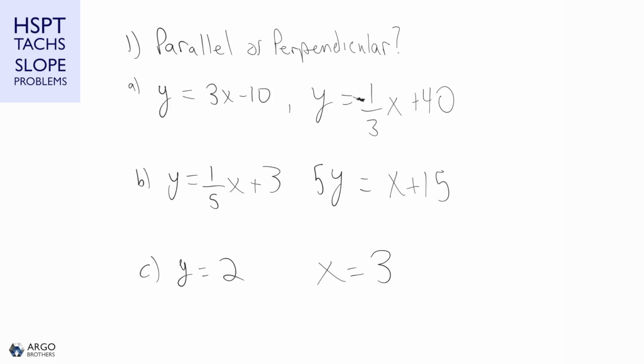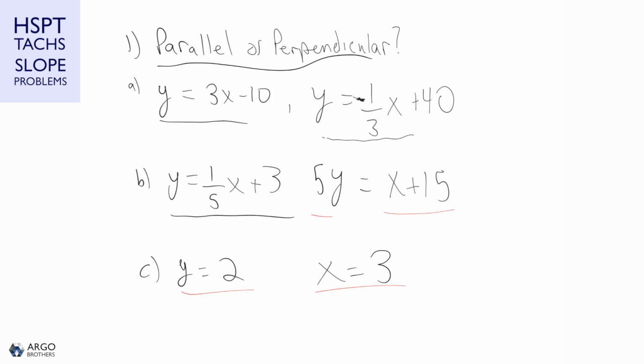All right, let's go over the problems for the slope topic. You need to figure out whether these two lines for A, B, and C are parallel or perpendicular. A is y equals 3x minus 10 and y equals -1/3x plus 40. Are they parallel or perpendicular? For B, y equals 1/5x plus 3 and 5y equals x plus 15. C, y equals 2 and x equals 3. So why don't you pause, take a few minutes, and do these problems.